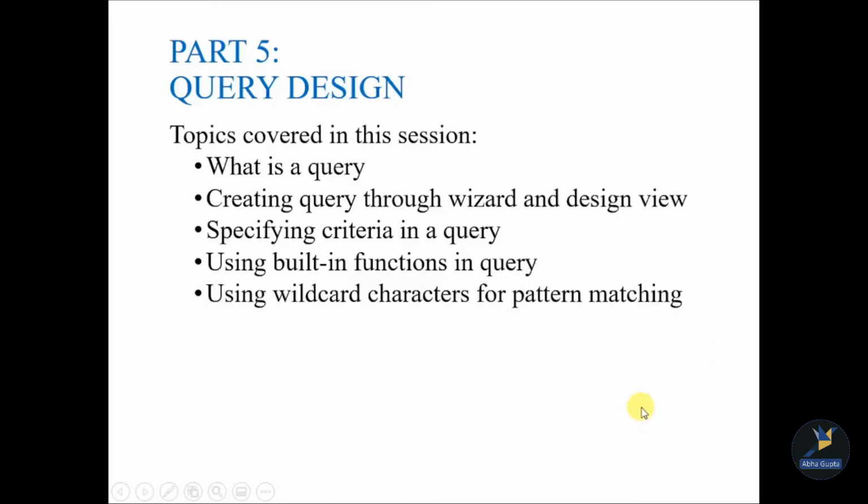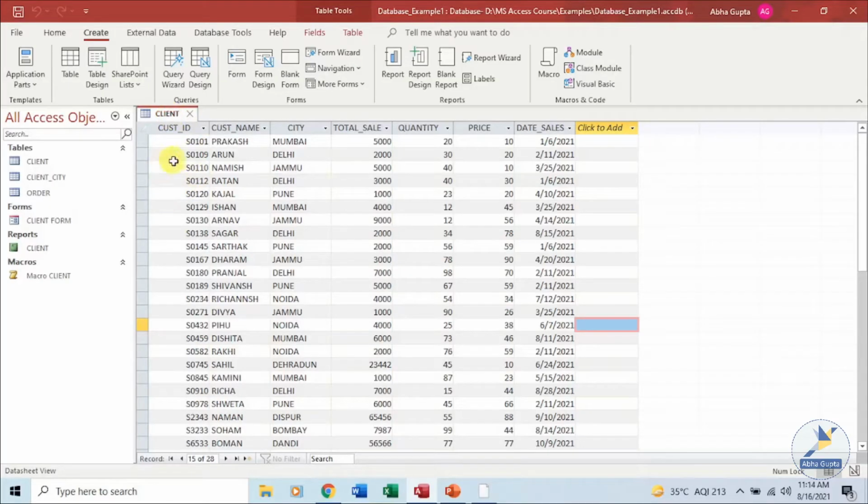In this part, we will discuss what is a query and how we can create a query using the query wizard and the design view. We will also talk about how we can specify criteria or conditions while retrieving data from a table using the query. Plus, we will see how we can use the built-in function and wildcard characters for pattern matching while creating a query. This is a client table where we have various fields and the data is already in place. We will make use of this table for the purpose of query creation.